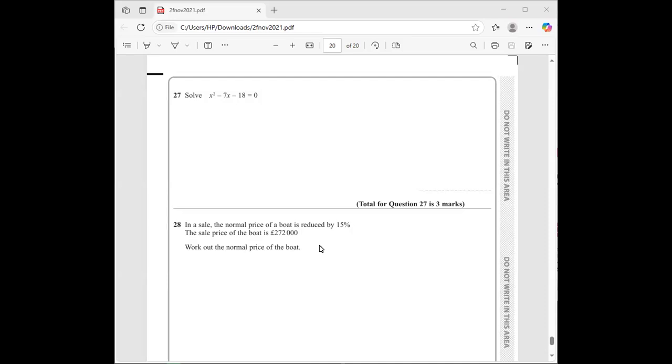Could you give this question a try? Let's see if you have an idea. It's just like that percentage question that we did in the morning.